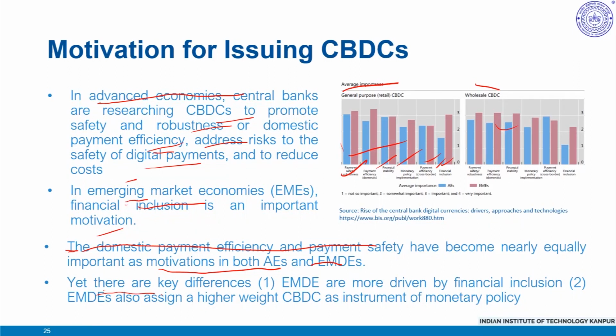Yet, there are key differences. For example, the two key differences between advanced economies and emerging market economy motivations for issuing CBDCs are: first, the retail CBDC network in emerging market economies is more often driven by financial inclusion related motivations as compared with advanced economies. Also, emerging market economies assign a higher weight to monetary policy implementation as a reason to explore or develop a CBDC.